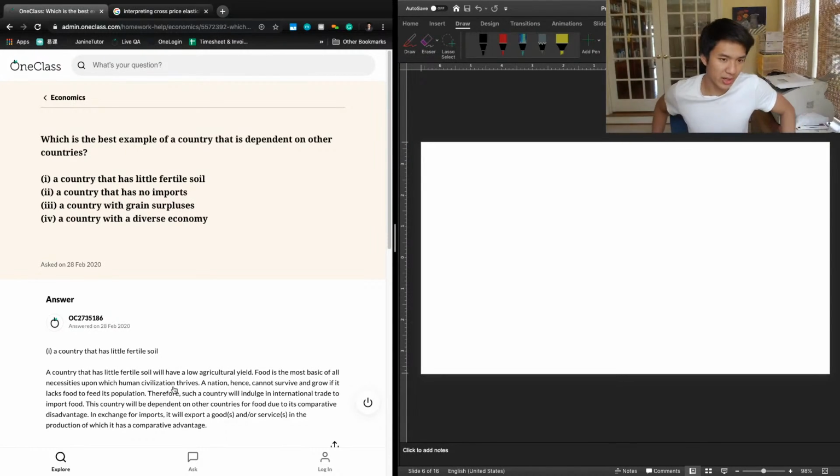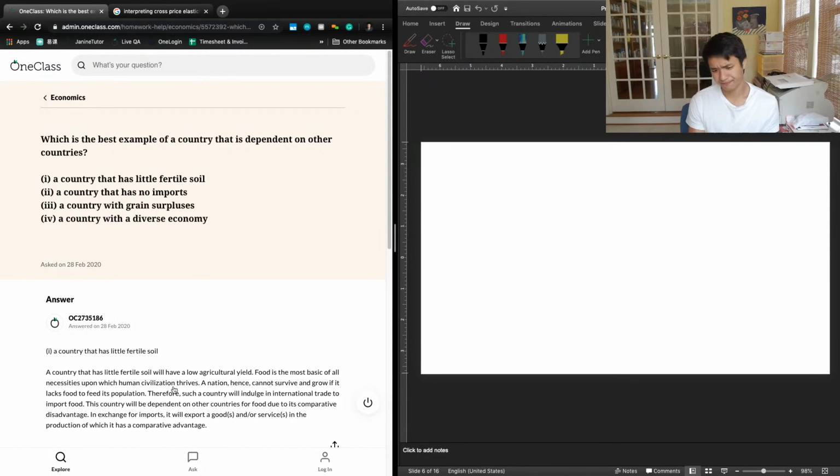A says a country that has little fertile soil. This is a good example. A country that has little fertile soil would have to depend on other countries in order to import all of those agricultural products that they can't grow by themselves. If this country with no fertile soil was unable to trade, then they would have very, very low production of these essential goods. And that's why they're dependent on other countries to get those goods. So it looks like 1 is going to be a good candidate for our right answer choice here. 2 says a country that has no imports. And again, this is hard to believe because if you have no imports, then you aren't really dependent on other countries. You don't need other countries to trade with you or to sell you their goods. And so this would not be what we're looking for in this question.